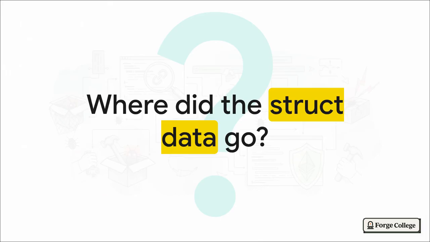Imagine a user pays their gas and registers their name as Alice on your contract. The transaction succeeds. Everything looks great. But when you check the ledger, it's completely blank. Poof, gone. So where on earth did the struct data go?